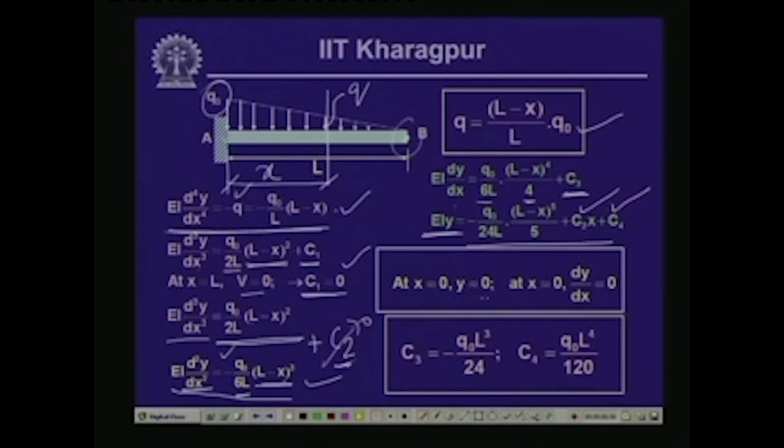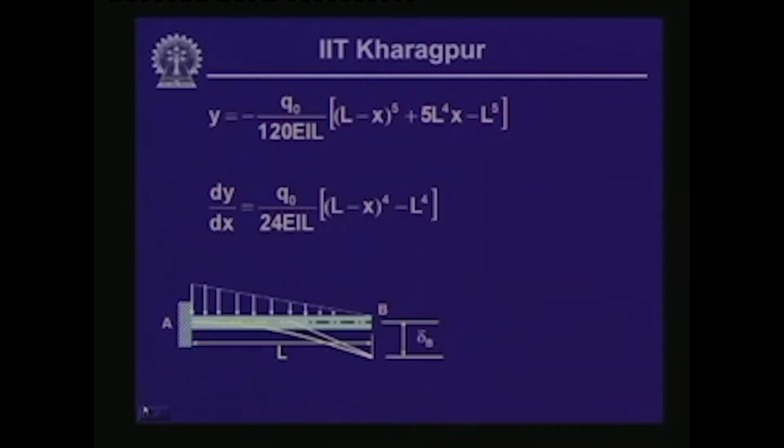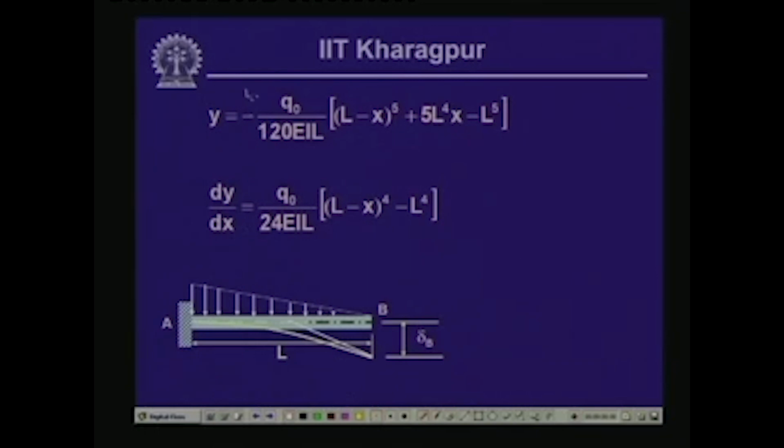Now, at x equals 0, y is 0, these are the boundary conditions, and at x equals 0, dy/dx also is 0, and if we substitute that, we get the values of C3 and C4 as this. Now, if we substitute the values of C3 and C4, we get the expression for y as this, that q0 by 120 EIL into (L minus x) to the power 5 plus 5L to the power 4 x minus L to the power 5, and dy/dx as this.